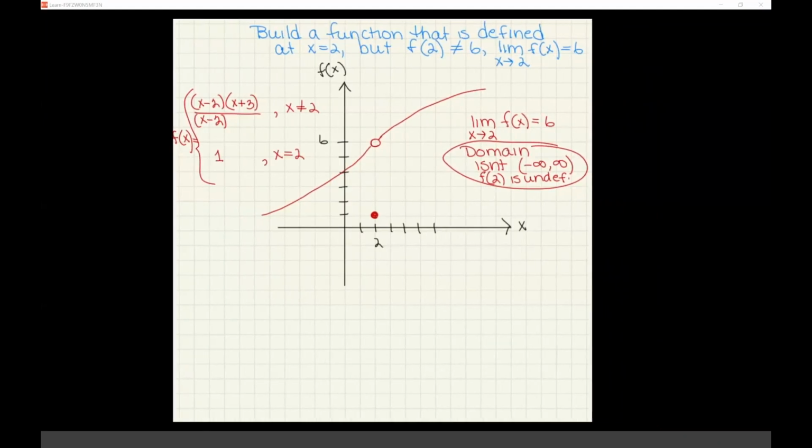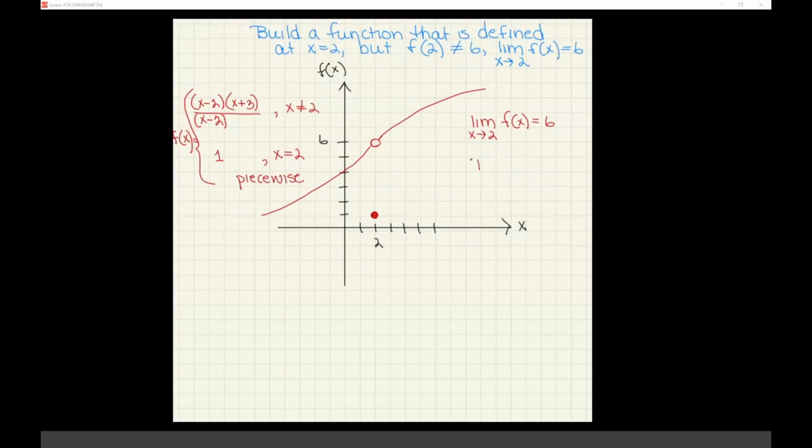Okay, a potential definition: it's a rational function with a hole at 2 when x is not 2, and then when x is 2, it's 1. Okay, it's a piecewise function. I'm not asking you to come up with a rule, though. I'm just asking you to come up with a graph. And now the domain problem goes away because the function is now defined everywhere.